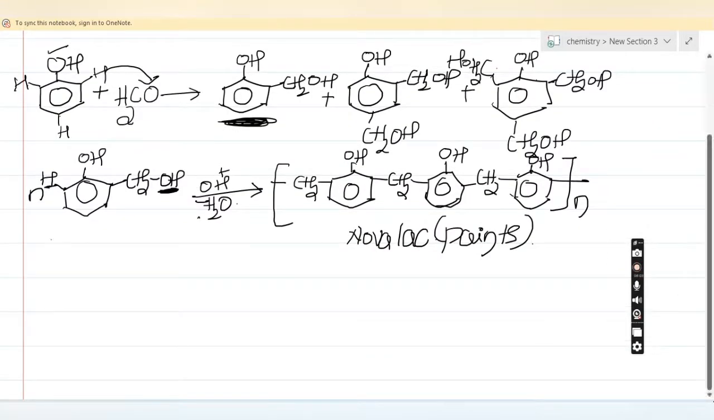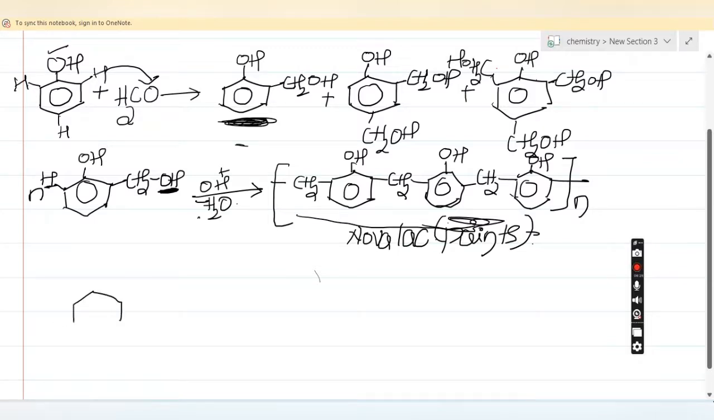Whatever novolac we got, the same novolac, I think easily you can notice, undergoes extensive cross-linking. Extensive cross-linking means, see here how I write the structure of your Bakelite. I think a novolac everybody can write without any problem.